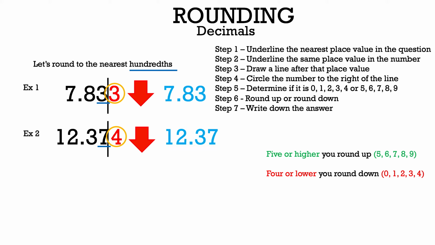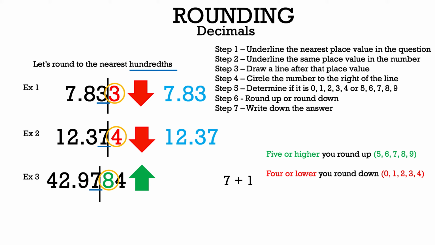Let's take a look at example 3. And an extra number, but once again, the other example 3s were just as difficult. So we still follow the same steps. You'll get it correct. So underline the 7, draw the vertical line, circle the 8. We round up, and then we get 42.98 as your final answer.